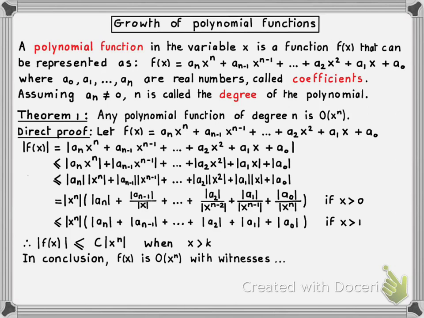So remember that this result only holds for an arbitrary but specific function f. So all we need to do now is to apply universal generalization. Since f is arbitrary, we just proved the theorem, which is that any polynomial function of degree n is big O of x to the power n. And this concludes our proof.